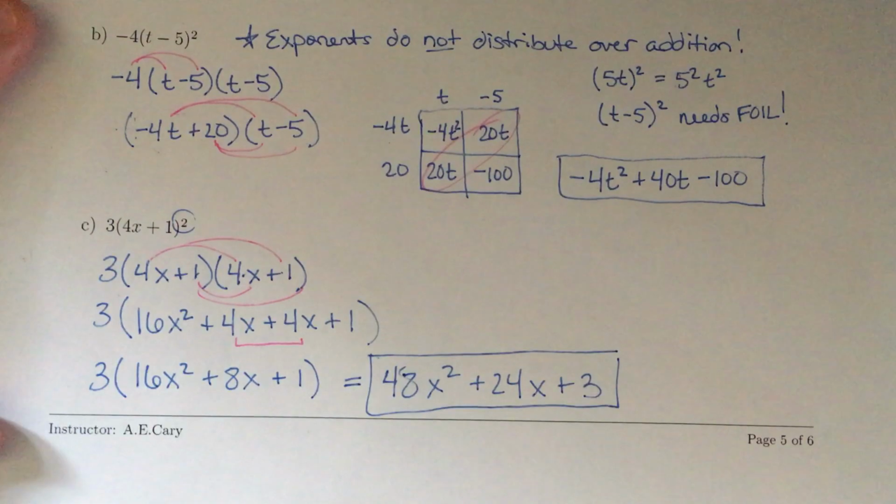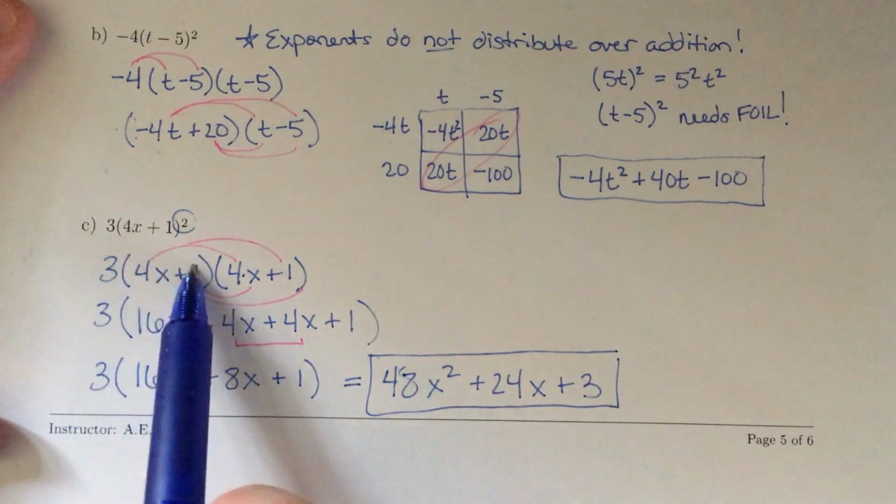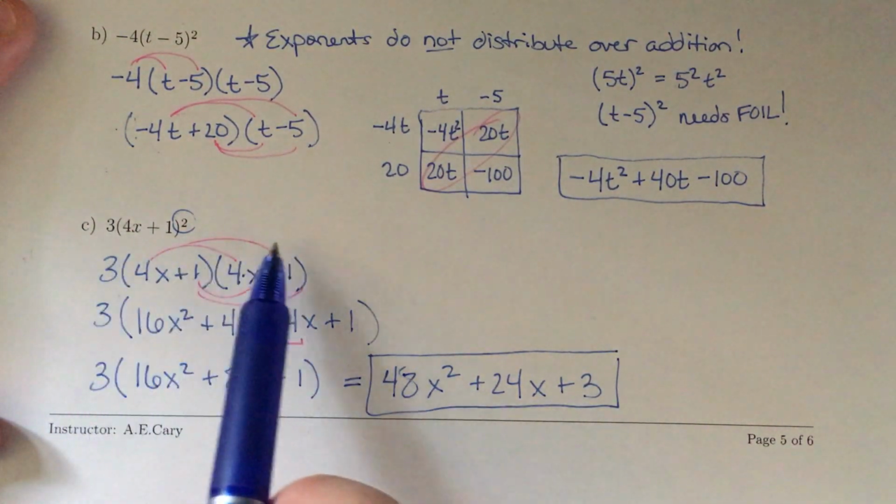And again, there you could have used box method, you could have distributed the 3 inside one of the parentheses. Just don't do it inside of both.